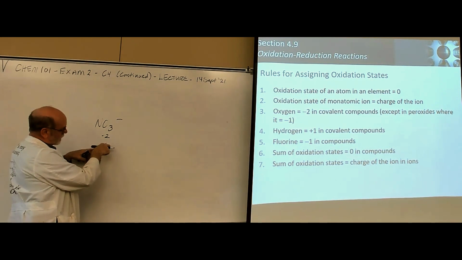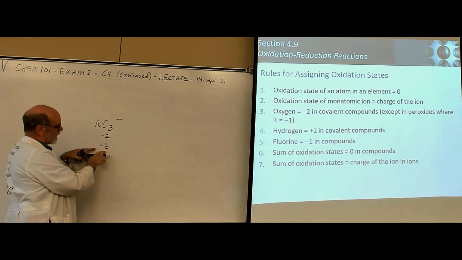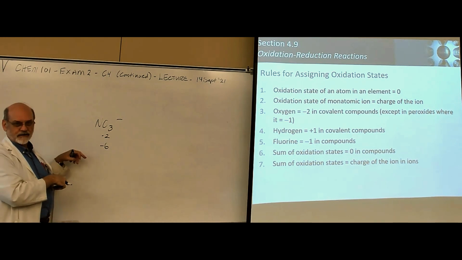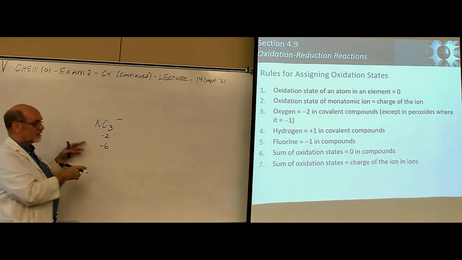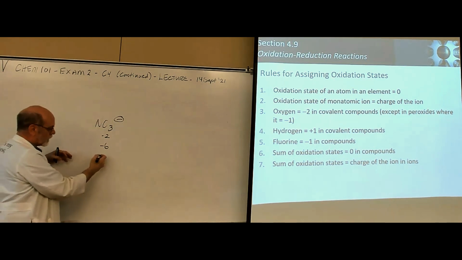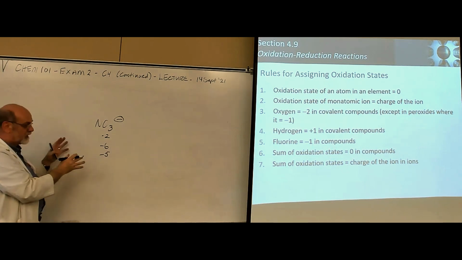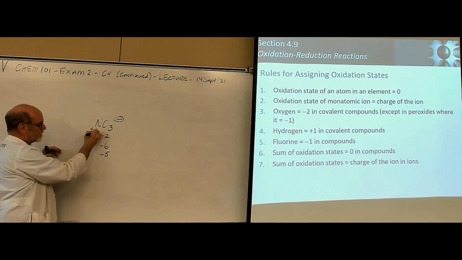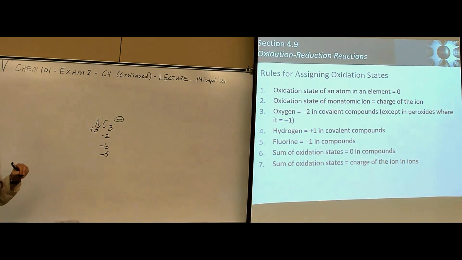So if this is -6, how many of those do we need to neutralize? Only 5 of them, right? We want to hold out that negative for the charge on the ion. So we only have to neutralize 5. That means nitrogen has to be +5. So that's how you calculate an unknown.